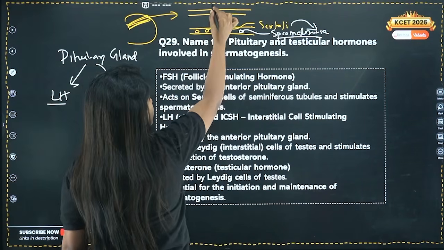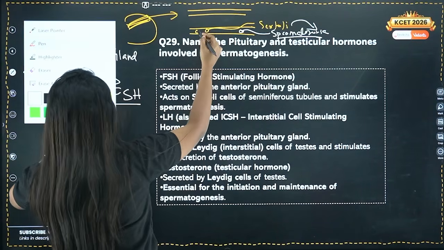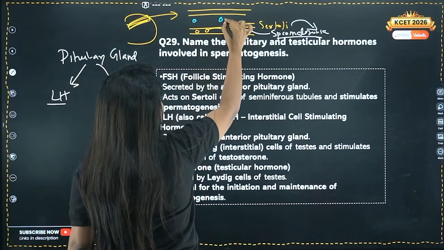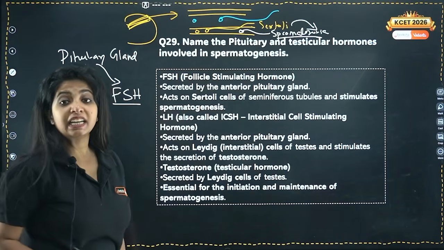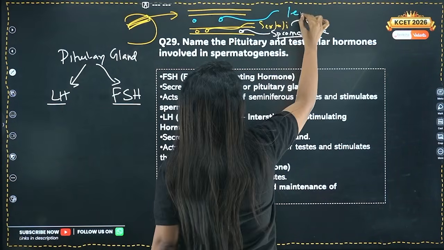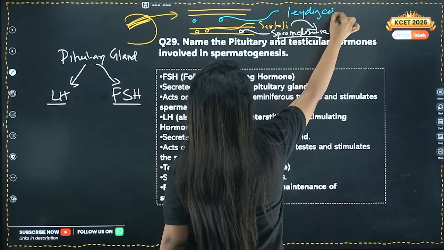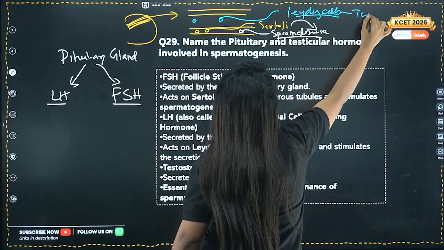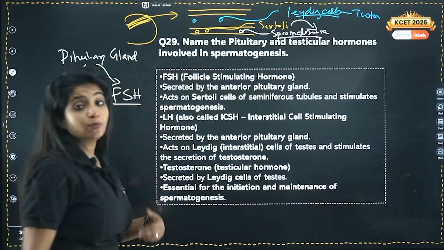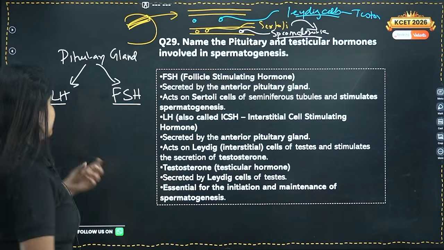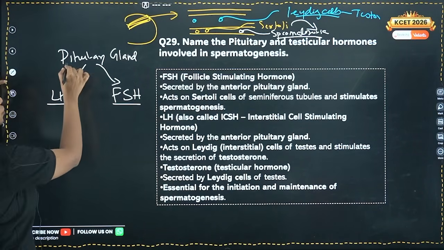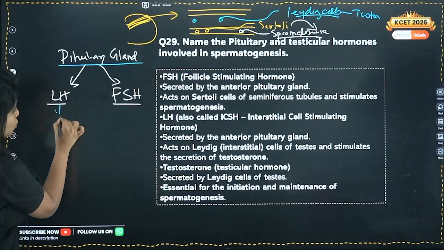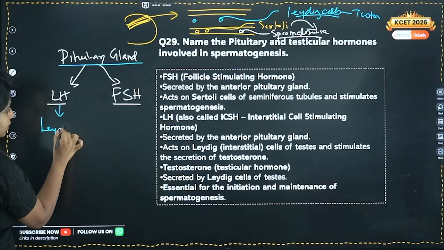Now in between 2 seminiferous tubules, you have a space where you have certain cells which you call Leydig cells. What do you call Leydig cells? They are the ones that release testosterone. And now we're going to see how they actually release testosterone. So LH, luteinizing hormone, which is released by the pituitary gland, is going to act on the Leydig cell.